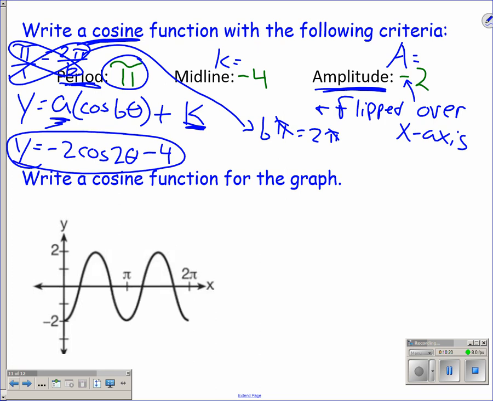Amplitude and midline were explicitly given, and we had to solve for that b value. That's how it works every single time.